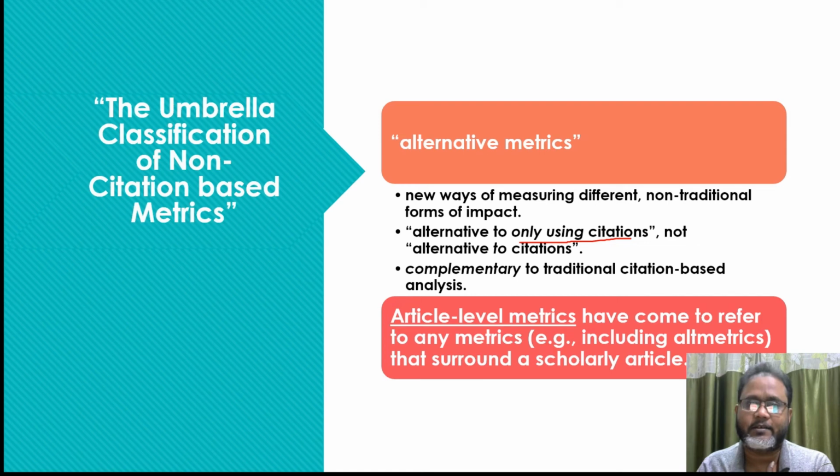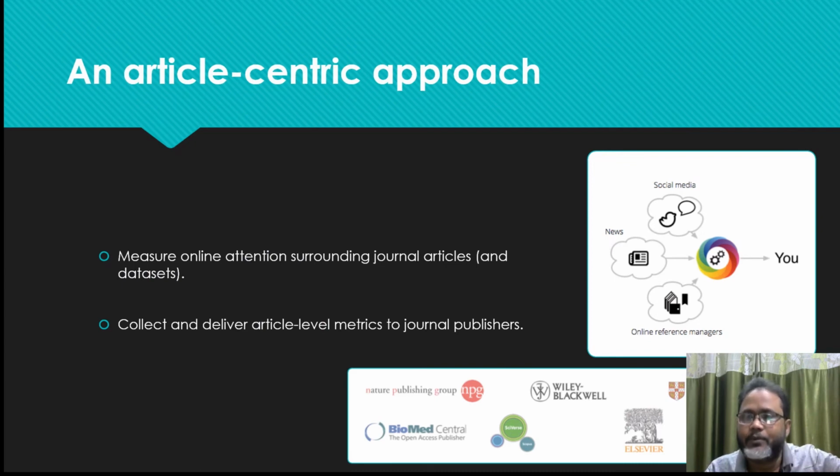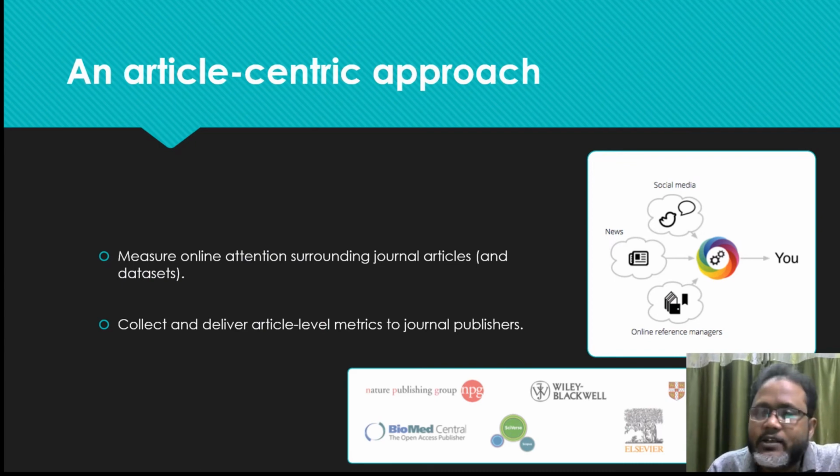Article level metrics have come to refer to any metrics, including altmetrics, surrounding a scholarly article. So article level metrics include altmetrics too. It is an article-centric approach that measures online attention. So you are not only looking at the recorded literature, but at the same time the social media, news, online reference managers, everywhere your academic presence and how you participated are recorded.